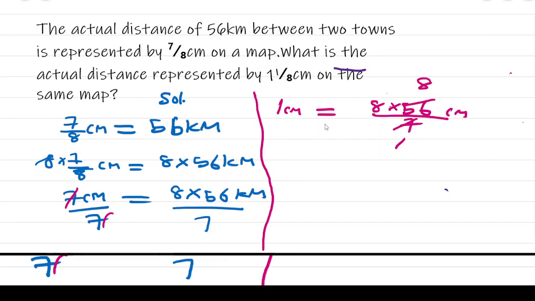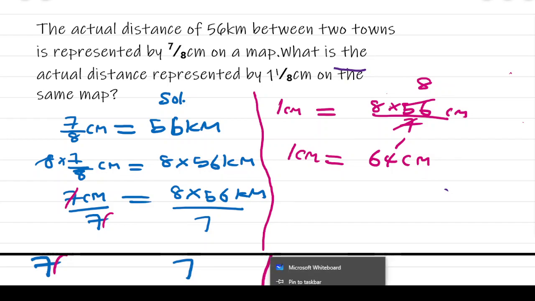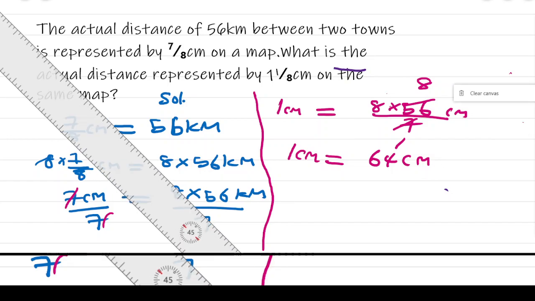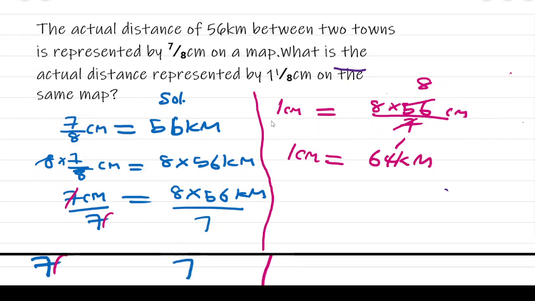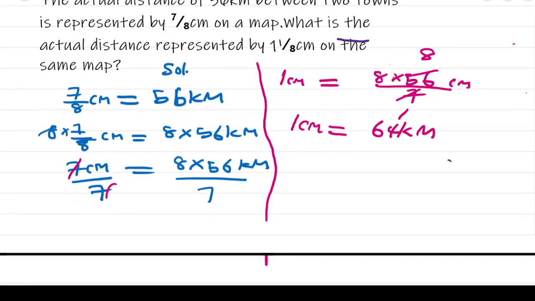Now 8 times 8 is 64. So 1 centimeter actually represents 64 kilometers on the map. So we have found what 1 centimeter represents. Okay, 1 centimeter represents 64 kilometers on the map.